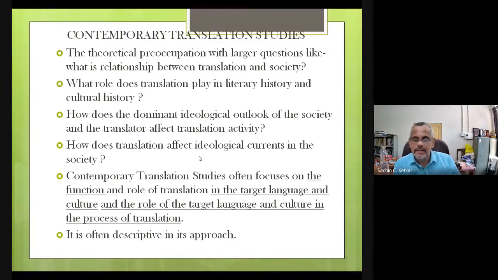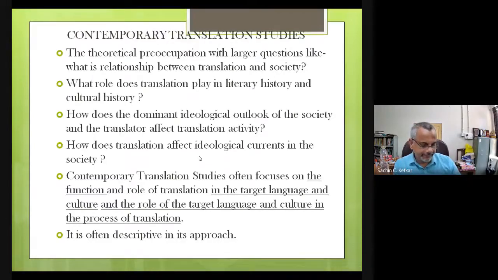Contemporary translation studies often focuses on the role and the function of translation in target language and culture, and the role of target language and culture in the process of translation. It is very often descriptive in approach. So if you just compare it with the traditional view of translation, then you will see that there is a shift after 1978 in thinking about translation, right?